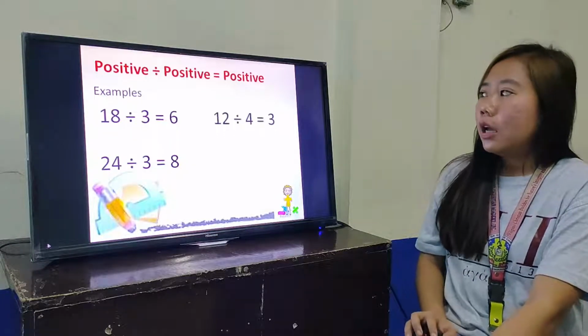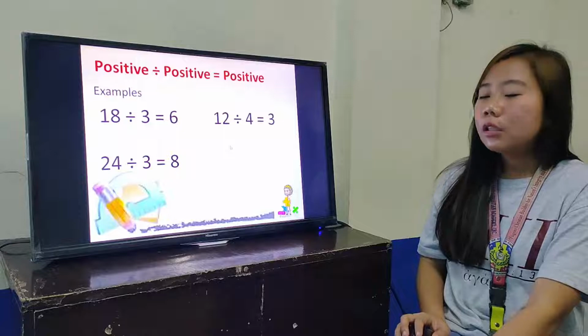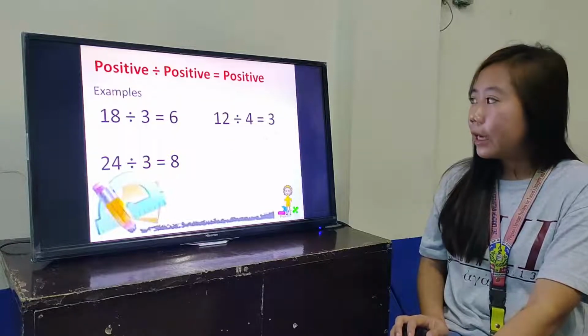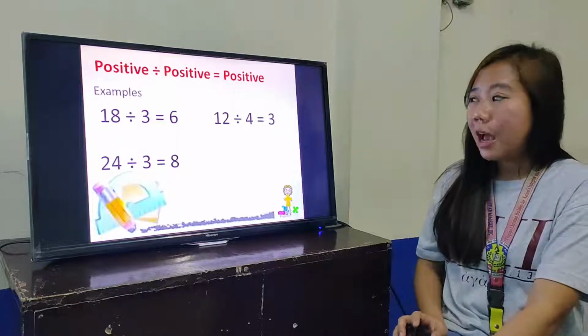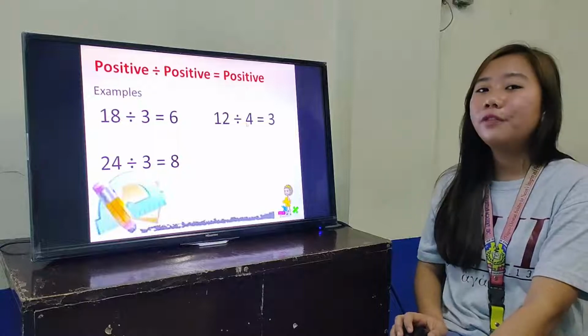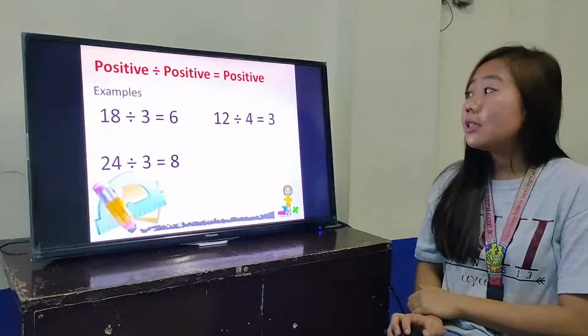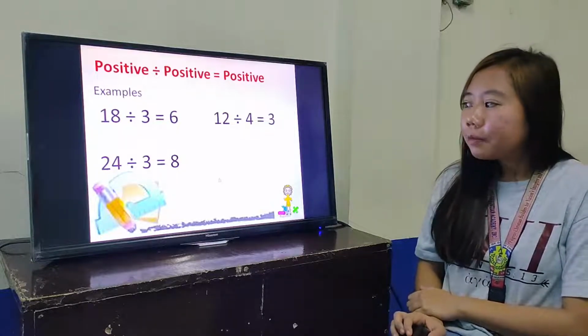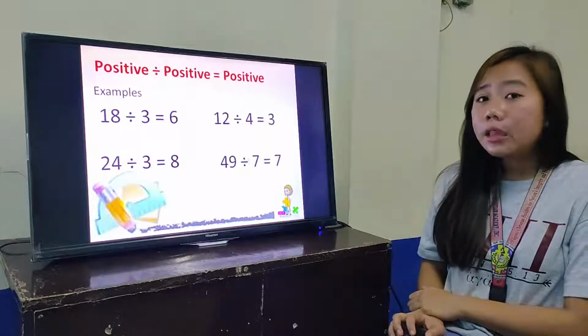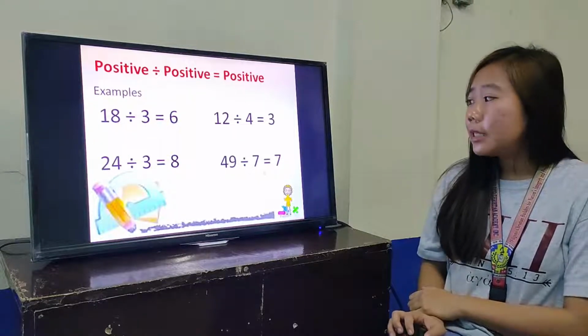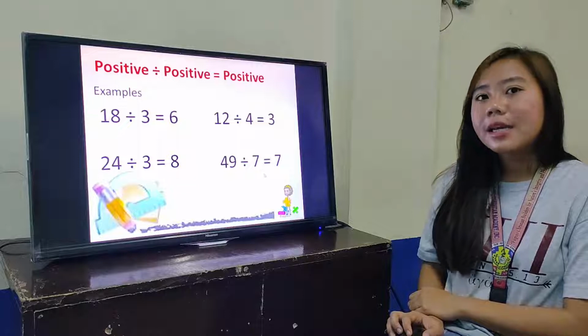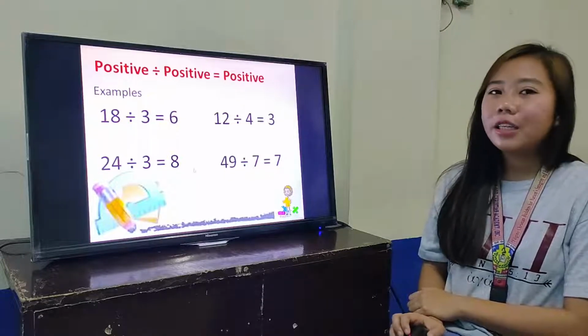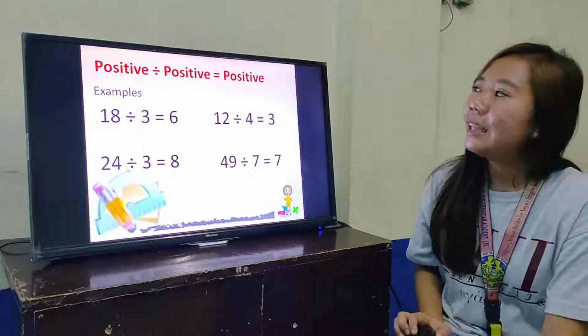Okay, very good. Next, 12 divided by 4 equals 3. We have positive 12, we have positive 4, then the answer is positive 3. Okay, next, 49 divided by 7 equals 7. Okay, very good. Ang gagaling nyo naman.